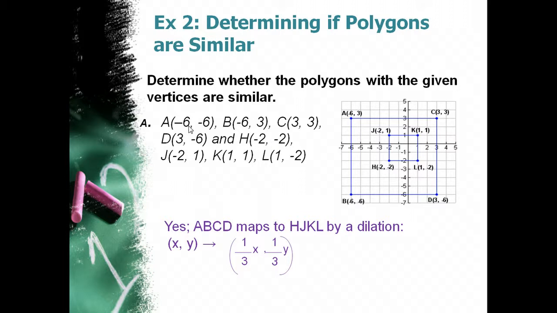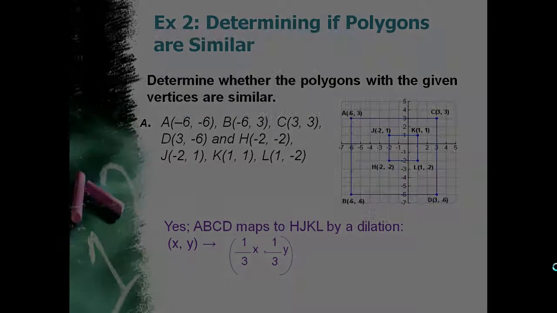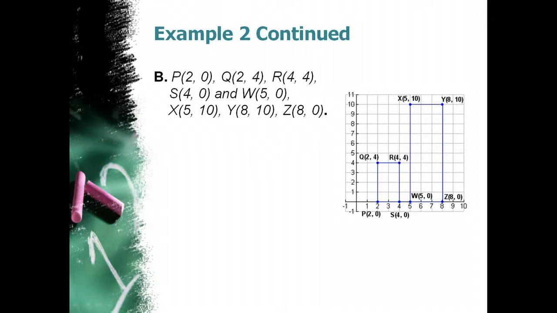The way we can notice this is that (-6, -6), trying to map this to (-2, -2), if we divide by 3, we get (-2, -2). If we divide by 3 again for B, we would get (-2, 1), and yes, we do get (-2, 1). Dividing 3 and 3 by 3 gives me 1 and 1. And dividing by 3 for point D gives me (1, -2). Since all of them have the same scale factor, this is a similarity mapping. Let's look at another one.